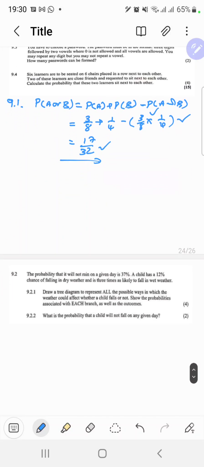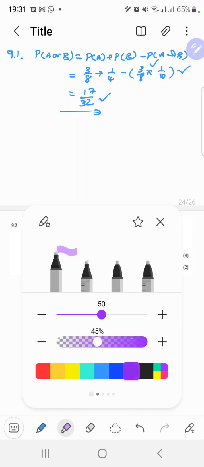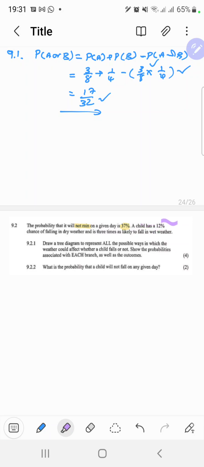So let's look at 9.2. It's a different story now. 9.2 says the probability that it will not rain on a given day is 37%. And then they're telling us here a child has a 12% chance of falling in dry weather, and 3 times more likely to fall in wet weather.